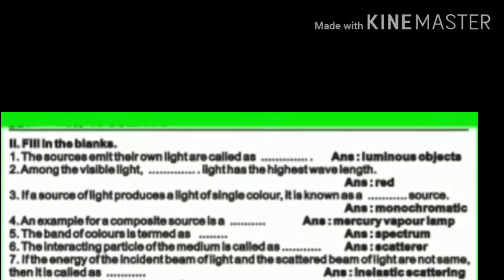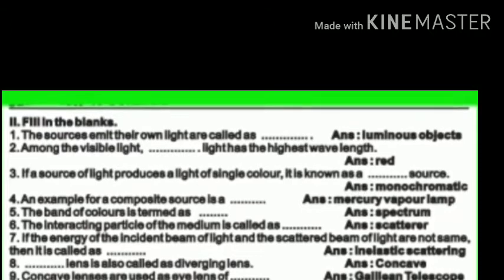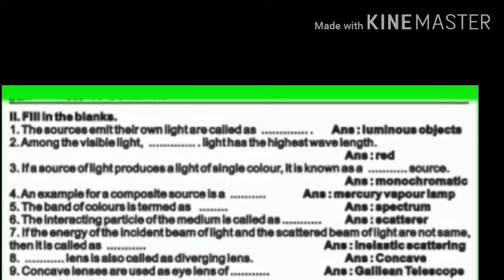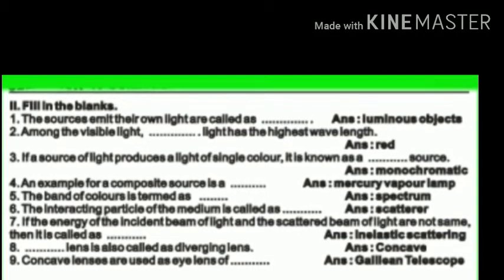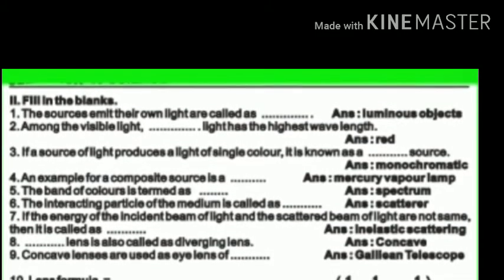The sources that emit their own light are called as dash, luminous objects. Among the visible light, dash light has the highest wavelength. The answer is red. If a source of light produces a light of single color, it is known as a dash source. Monochromatic.